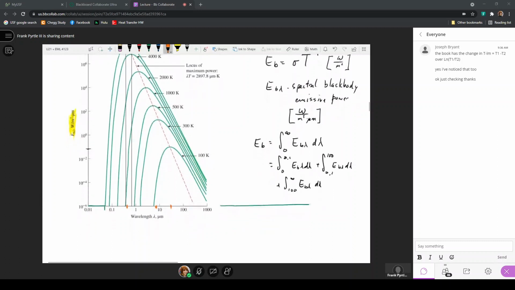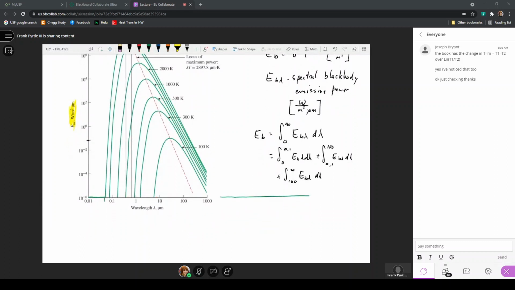Now notice, again, 0.1 to 100 microns is the thermal radiation range, all of the thermal radiation range. Visible light, 0.4 to 0.76 microns, is visible. 0.76 to 100 is the infrared.